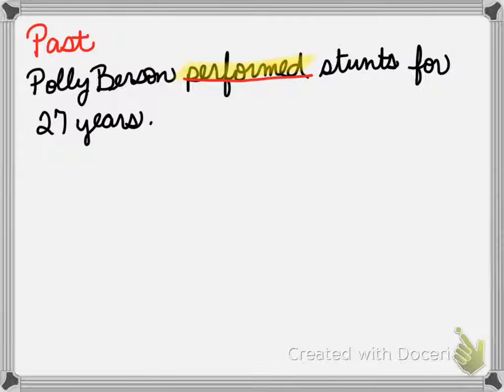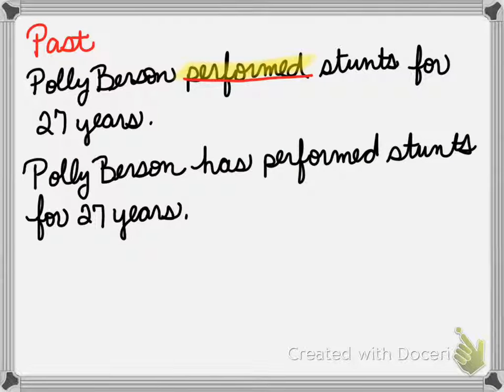Now, if I want to change the same sentence to past participle, I would do that by adding a helping verb. And I would say Polly Burson has performed stunts for 27 years. Again, has performed would end up being my past participle because my verb is past tense and it has a helping verb, which makes it past participle.